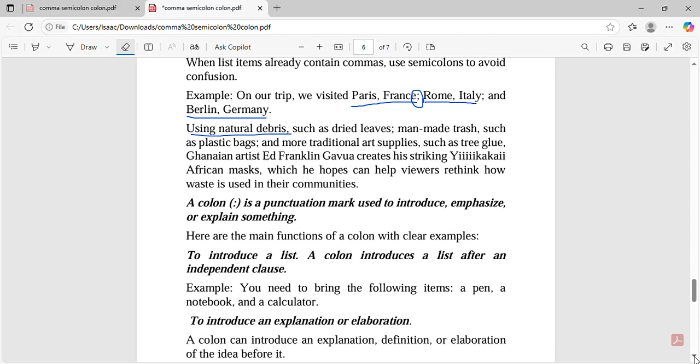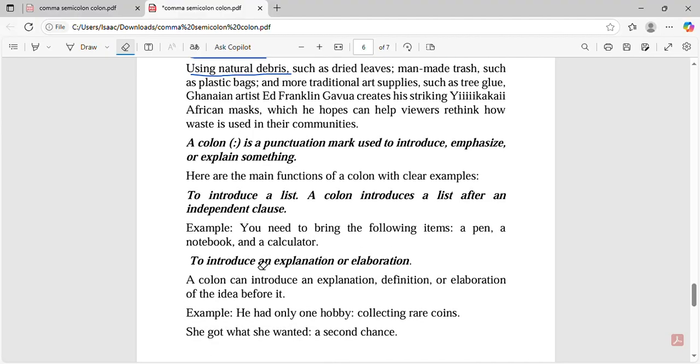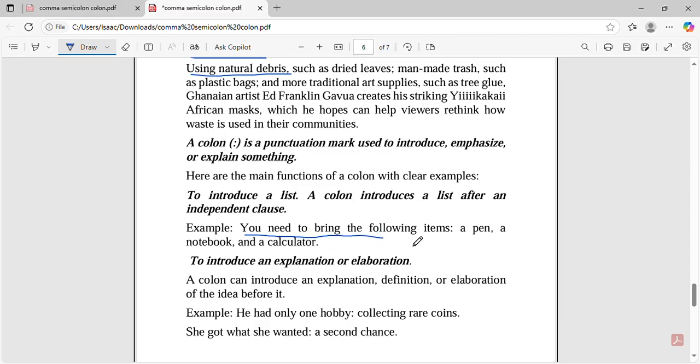Let's get these examples. You need to bring the following items. Remember, your colon should come at the end of your main clause. It shouldn't be in the middle of the clause. So whatever list you want to introduce should be at the end of the main clause. In that case, you can use a colon.